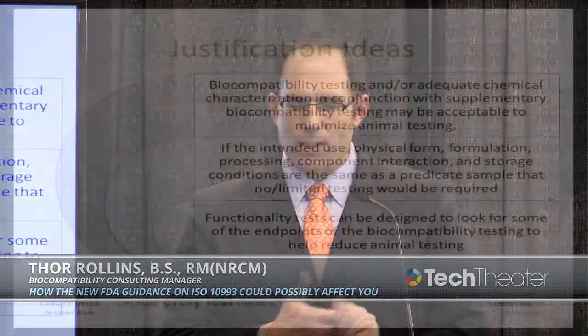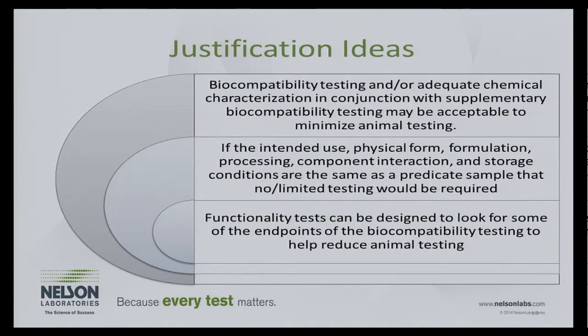Okay, so the next one with justification is biocompatibility testing and/or adequate chemical characterization in conjunction with supplementary biocompatibility tests may be acceptable to minimize animal testing. It's a lot of words, it's a quote unquote, but basically what that means is that adequate chemistry can help us justify out of animal tests, especially with genotoxicity and chronic toxicity, okay? We can use chemistry to justify out of.